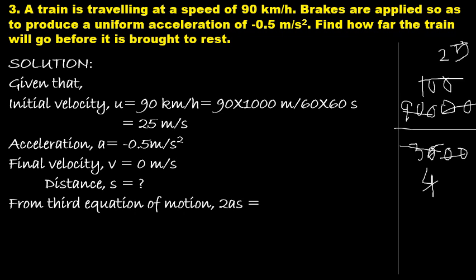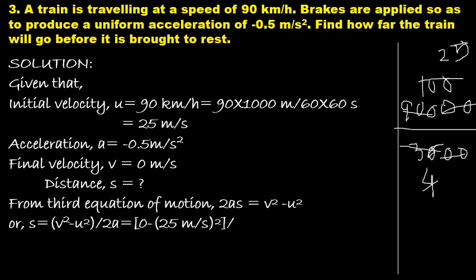Now we can easily see that the three quantities involved are u, v and a. So we must use the third equation of motion: v square minus u square is equal to 2as. So we put all the values except for what we have to find. What we have to find is the distance s. So if we solve this equation further, we get s is equal to v square minus u square upon 2a.